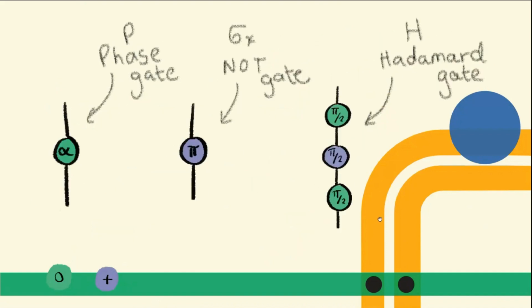And some sort of familiar gates, if people have seen anything for quantum computing, we have a phase gate, a NOT gate, so that's like a bit flip. So if we go in with a 0, we change it to a 1. If we go in with a 1, we change it to a 0. And we also have the Hadamard gate here.